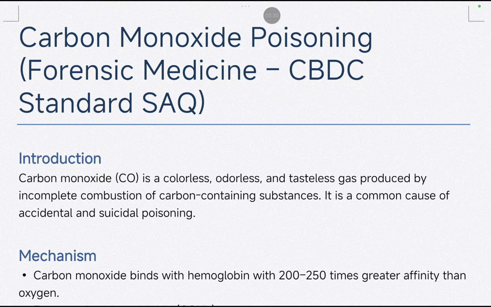So what would be the introduction? Carbon monoxide is a colorless, odorless and tasteless gas produced by incomplete combustion of carbon containing substances. It is a common cause of accidental and suicidal poisoning.